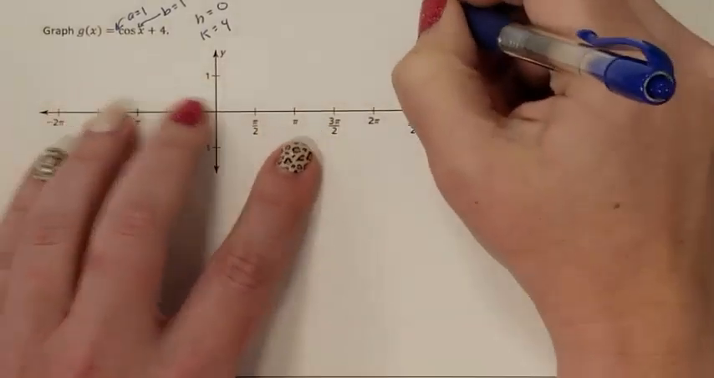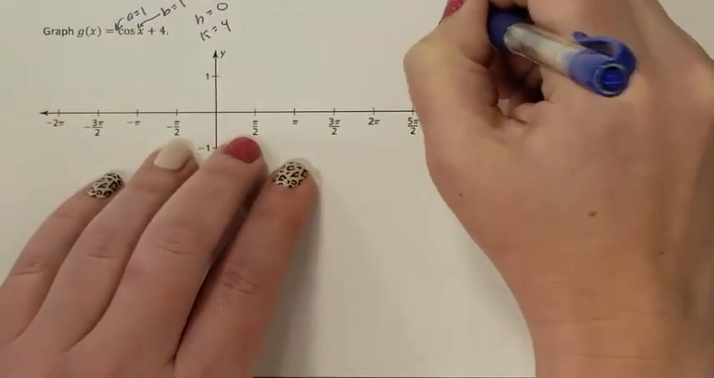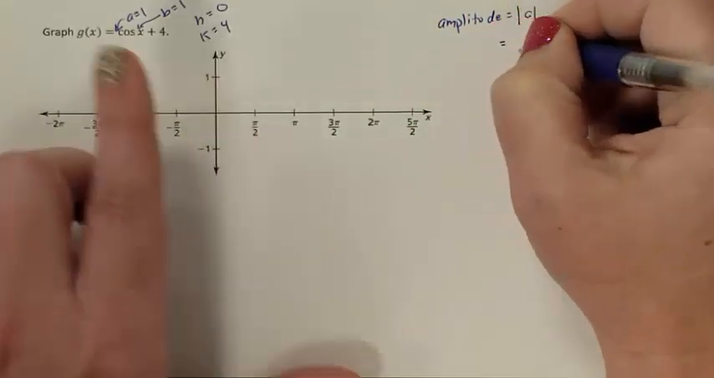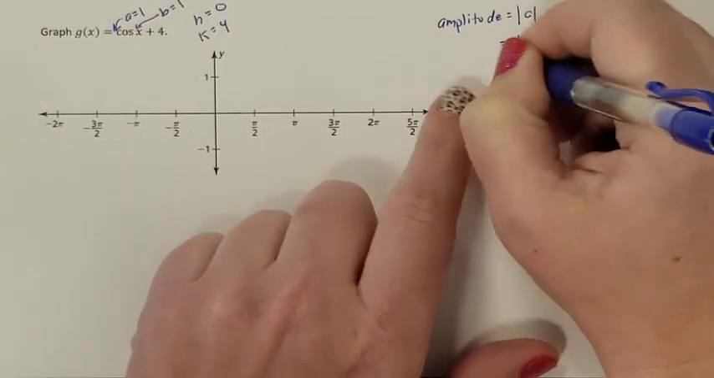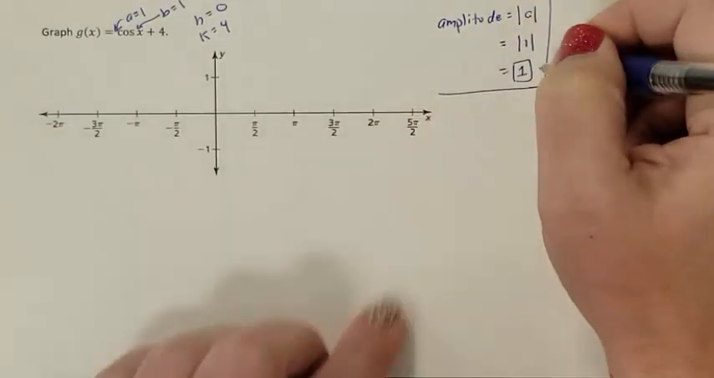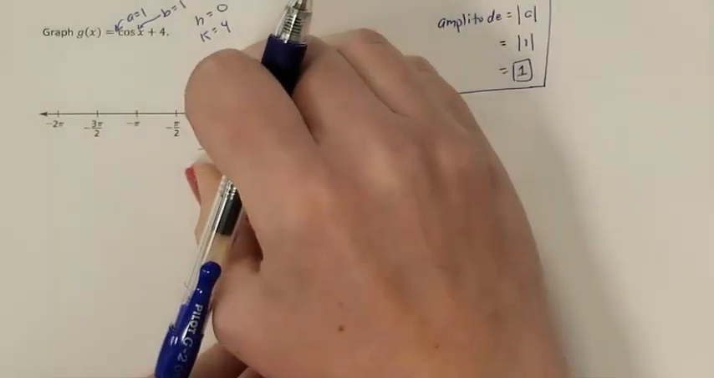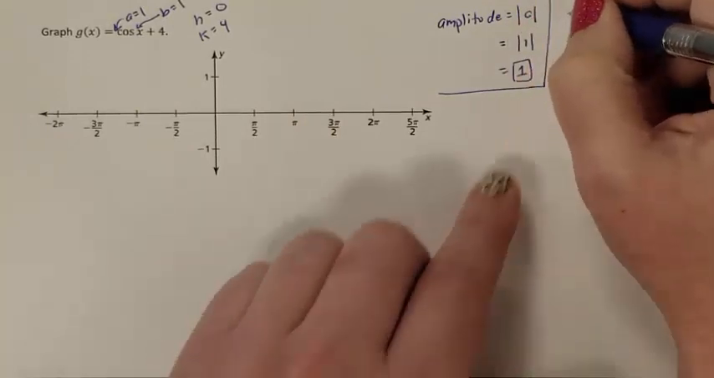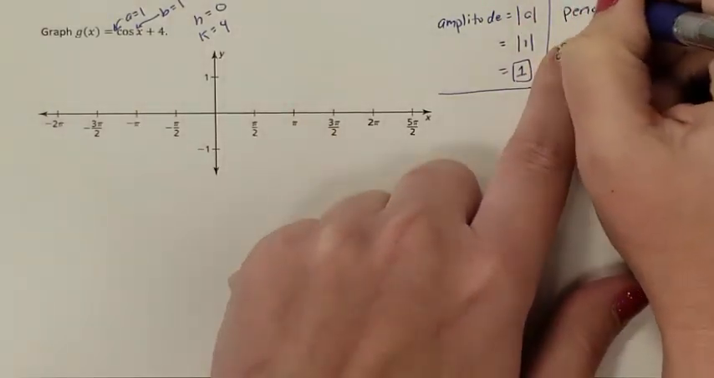To be able to graph this, we first need to find our amplitude. Amplitude is the equation, the absolute value of a. A is 1, so we're looking at the absolute value of 1, which is 1. So my amplitude is 1. I'm not going to graph anything yet because I need to find some other information before I'm able to do that. After amplitude, we need to find our period.